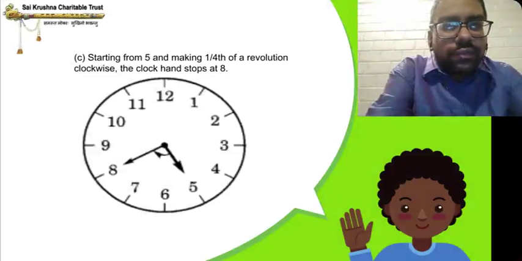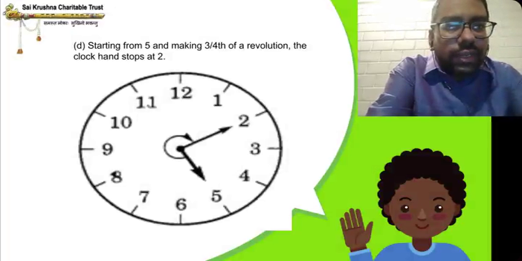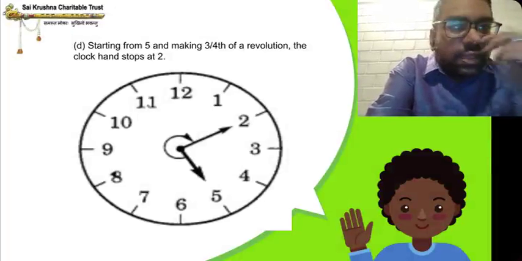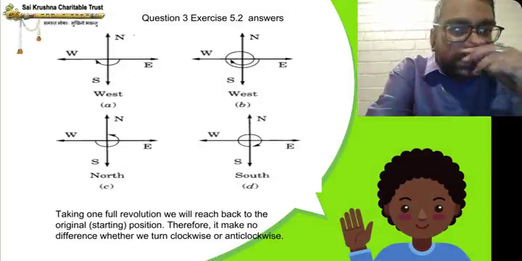Same thing I told you, 5 to 1/4 revolution means one right angle. One right angle means for every 3 numbers there is one right angle. So 5 to 8 is 1/4 revolution or one right angle. 5 making 3/4 revolution means 5 to 8, 1/4 revolution. 8 to 11, 1/4 revolution. 11 to 2, 1/4. So totally 3/4 of a revolution.